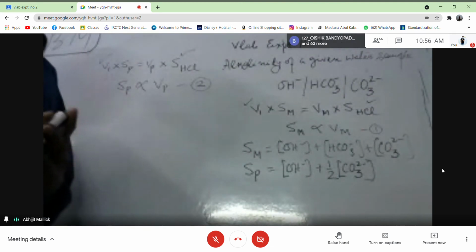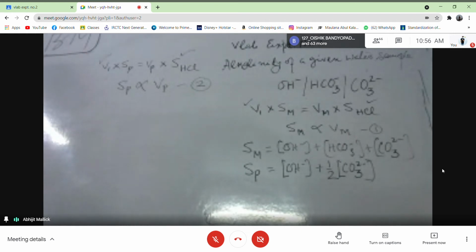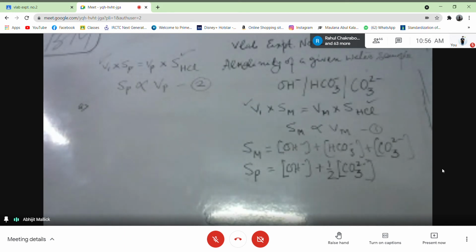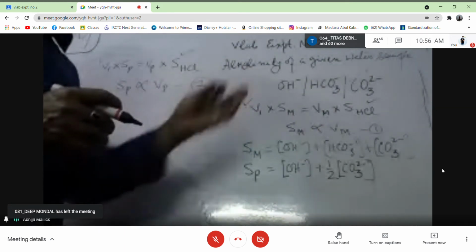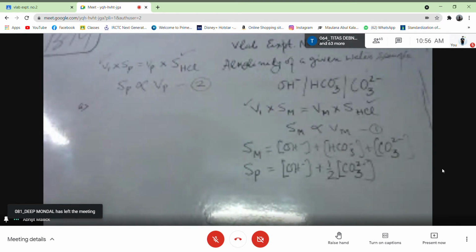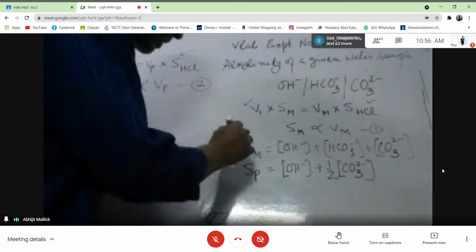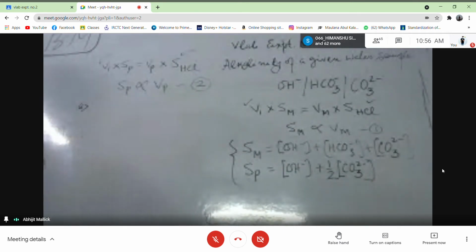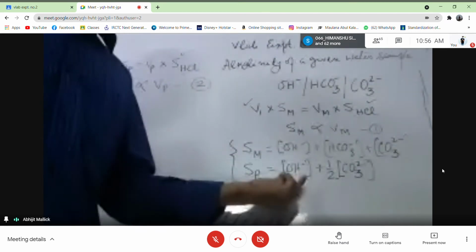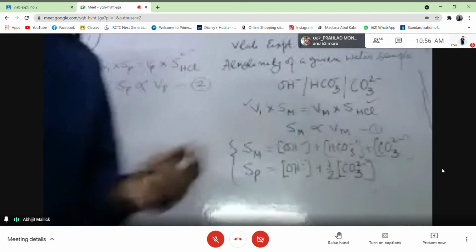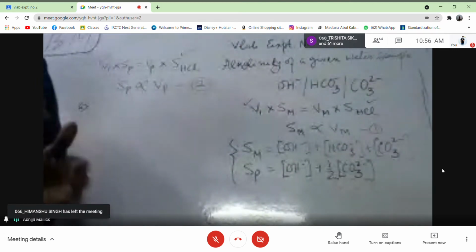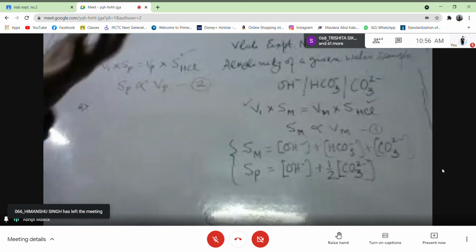So next we will proceed. There are cases. For example, in case number 1, assume that the sample water contains only OH minus. Then consider these two equations, SM and SP, and assume that only OH minus is present. That means concentration of bicarbonate is 0, concentration of carbonate is 0. So what is the relation between SM and SP? What is the relation?